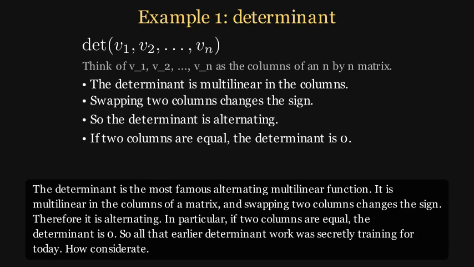The determinant is the most famous alternating multilinear function. It is multilinear in the columns of a matrix, and swapping two columns changes the sign. Therefore it is alternating. In particular, if two columns are equal, the determinant is zero. So all that earlier determinant work was secretly training for today. How considerate.